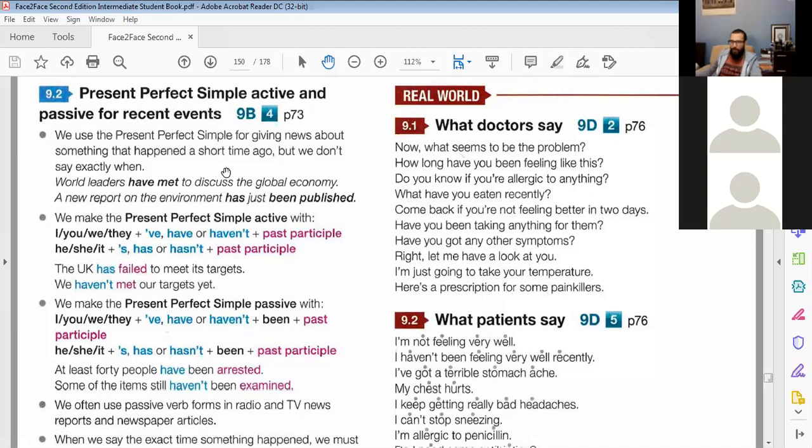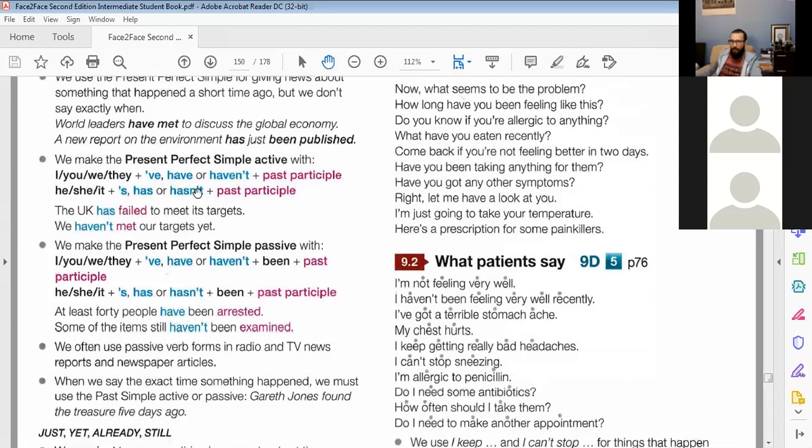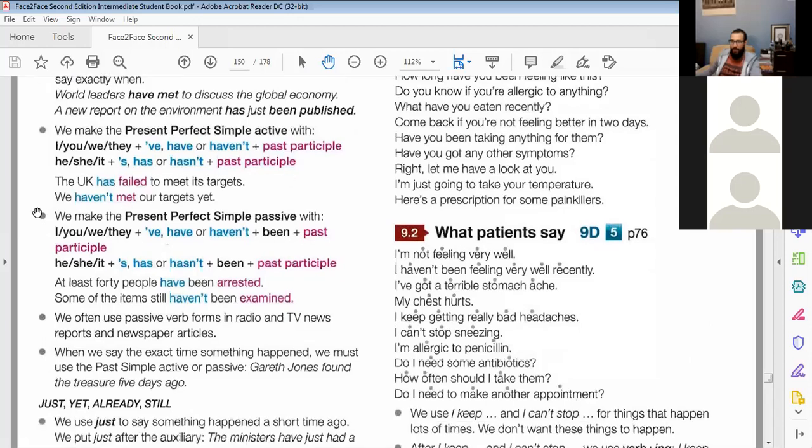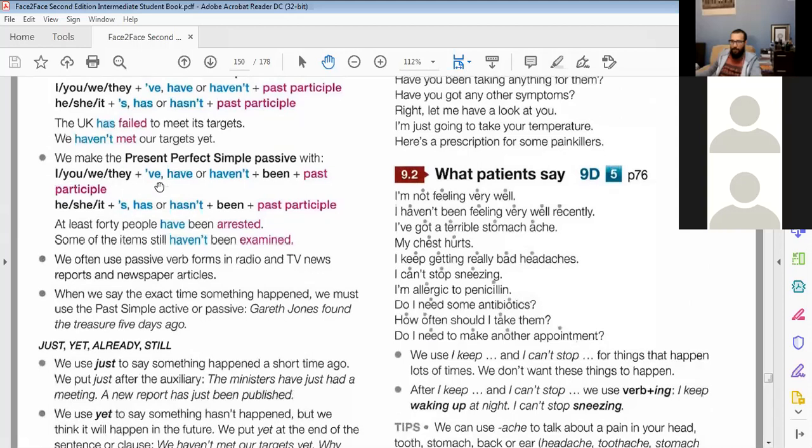Okay. So هذا موضوع الفرق في الactive, subject, auxiliary, past participle. هذا في الactive. لكن بالنسبة للpassive هنستعمله اللي هو السبجكت أو الobject. I haven't been taken مثلا. I haven't been visited. He hasn't been arrested مثلا. Okay. We often use passive verbs in radio.